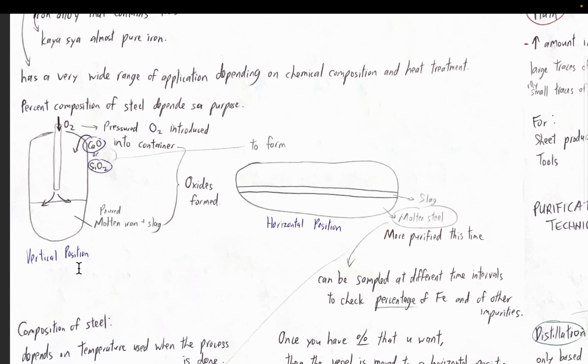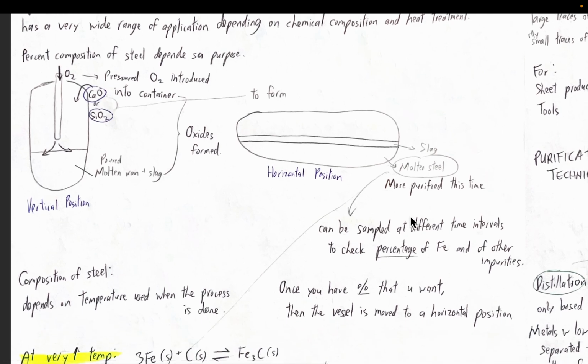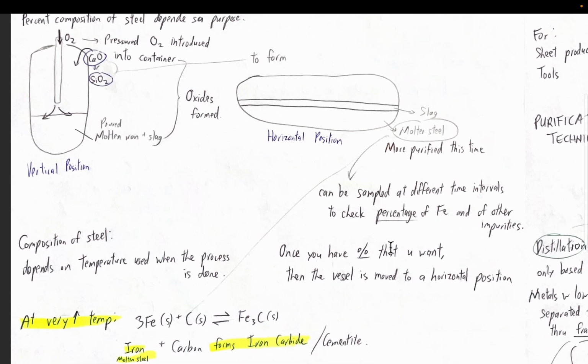So this is in vertical position. In horizontal position, this technically is the slag. Again, molten steel's density is greater than that of the slag. That's the reason why molten steel lies at the very bottom. So this time, it has been more purified. Molten steel can be sampled at different time intervals to check the percentage of iron and of other impurities.